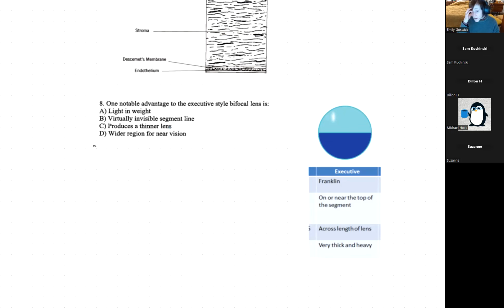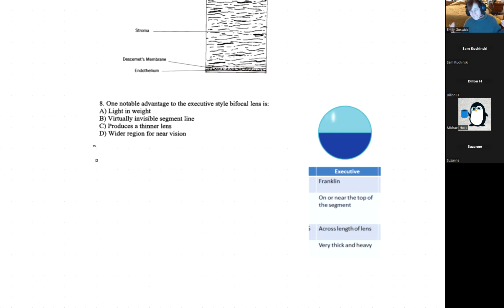The other one's light in weight, produces a thinner lens. Again, kind of questionable with a bifocal, especially if you know what an executive bifocal looks like. Those don't really make any sense. But anyway, the answer is D, wider region for near vision. And just a quick reminder of what an executive bifocal looks like is right over here, also called the Franklin bifocal. So sometimes on the test, they might try to trick you and not call it executive, but call it Franklin. So just keep an eye out.